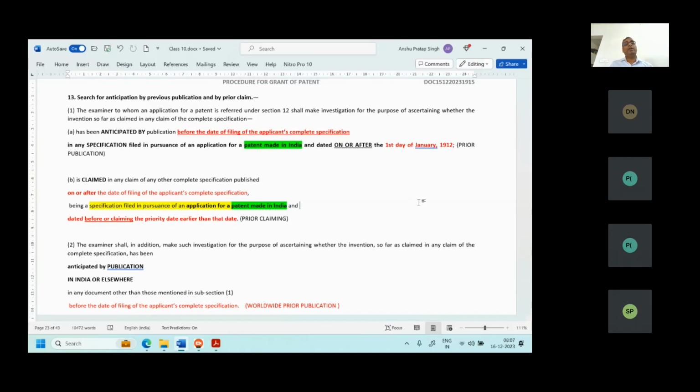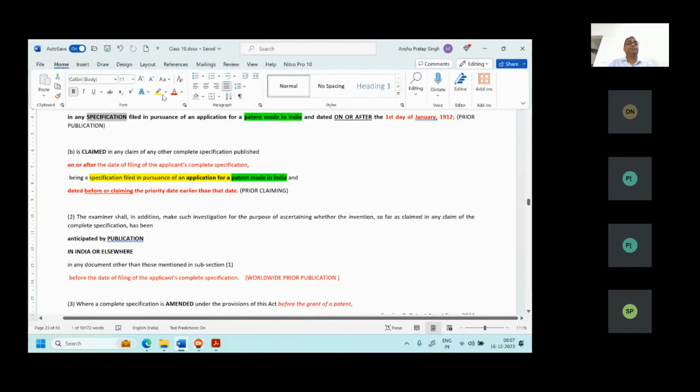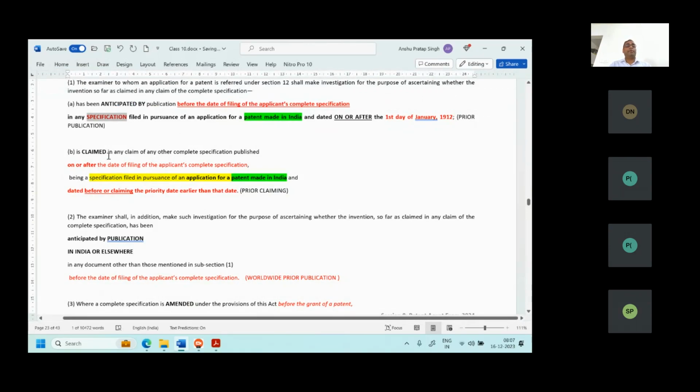If you remember this historical background, you will not forget this date, the 1st January 1912. After that, all the patent applications which are with us are relevant for looking into the anticipation purpose, where we will look into the entire specification, disclosure as well as the claim. Okay. Please remember, it's talking about a specification. Then go to claim. The second talks about claim.